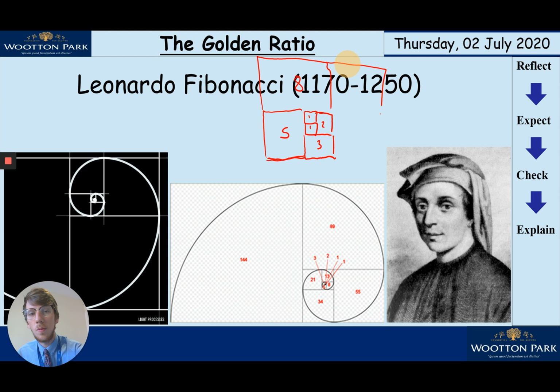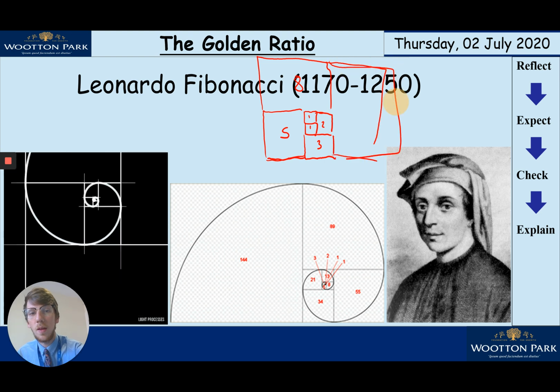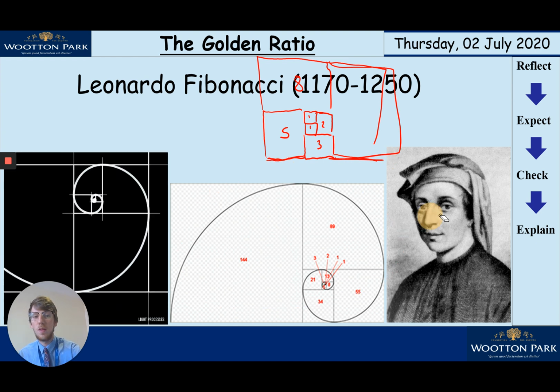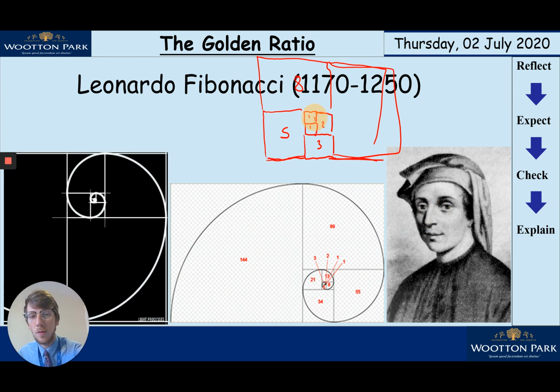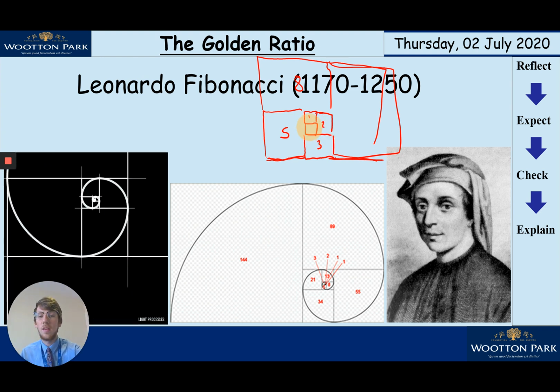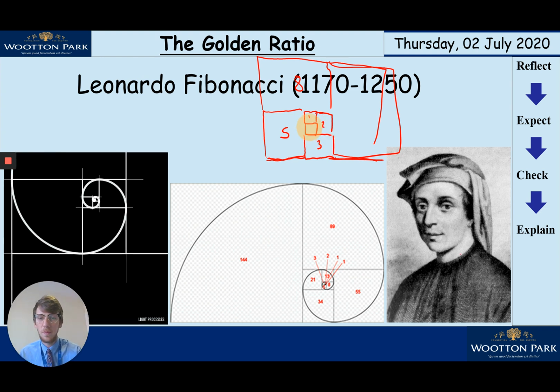We just go round and round the square like that, drawing squares each time. It's going to look like this picture here. And then if we draw a spiral around it, oh, that's going the wrong way. It will look like this diagram here.